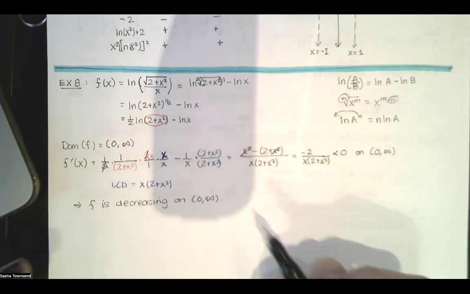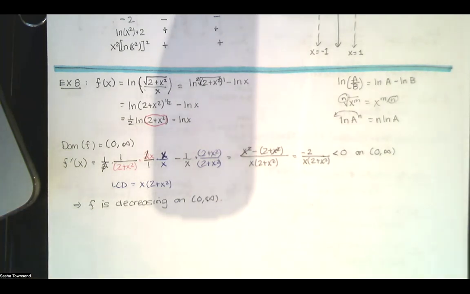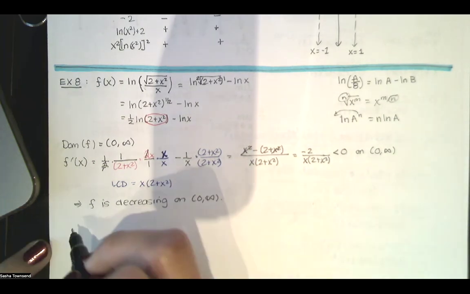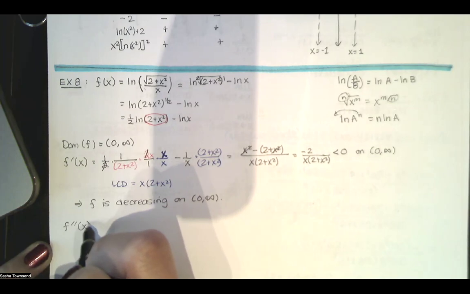You'd say, okay, well, it doesn't have any extrema, but we know it's decreasing the whole time. What else do we know? Is it concave upward or concave downward? Well, in order to figure that out, we'll take the second derivative.